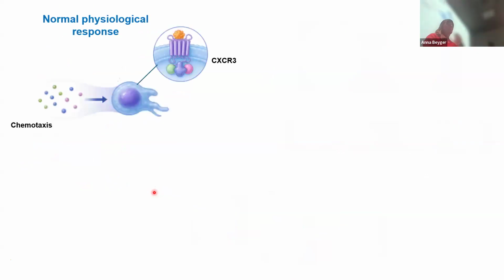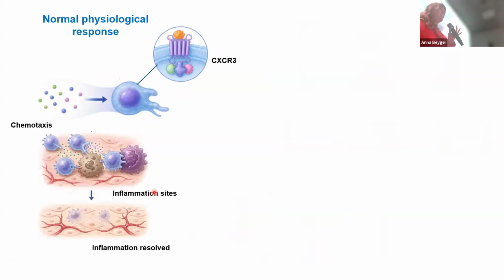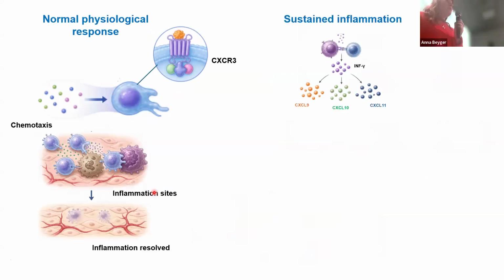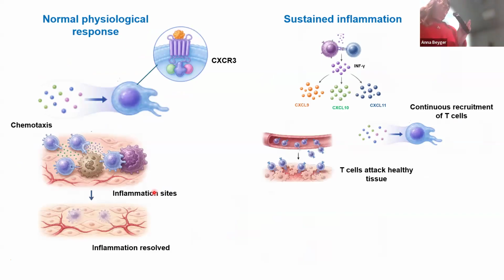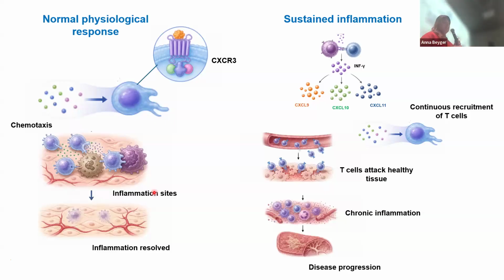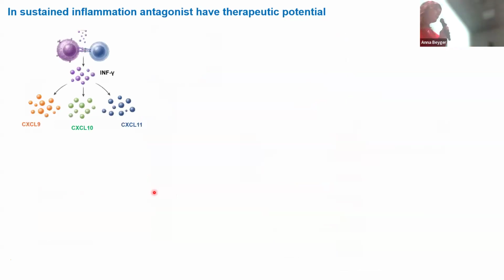So actually, CXCR3 can be quite useful because in normal physiological response, T cells are directed through this movement called chemotaxis into the inflammation sites and help resolve the inflammation altogether. But during sustained inflammation, so for example, in conditions such as cancer, T cells get continuously recruited to the sites of inflammation. And when this happens, T cells can start attacking healthy tissues, and that can lead to chronic inflammation and therefore disease progression. So in sustained inflammation, this is where therapeutic antagonists have a potential.